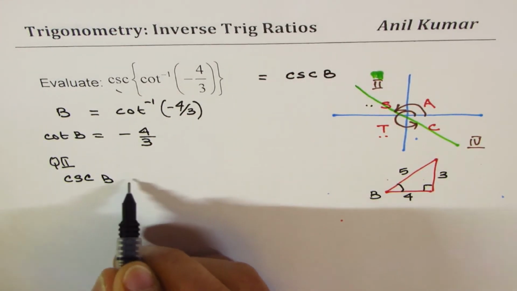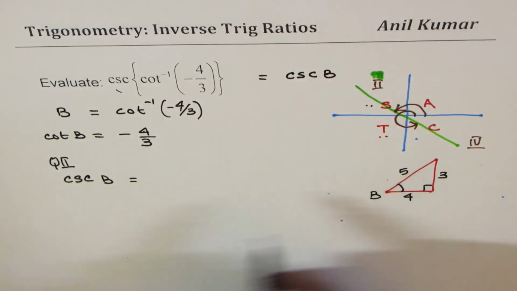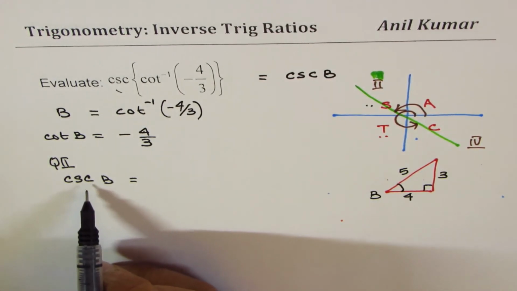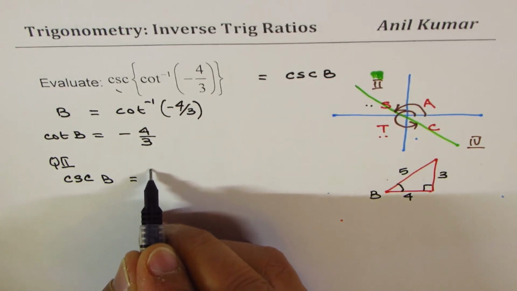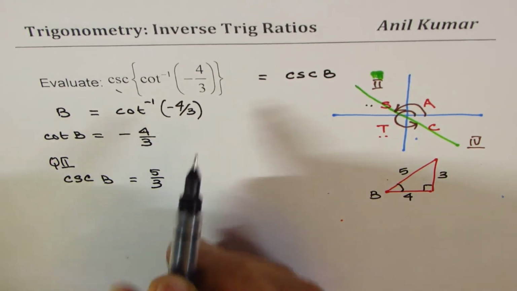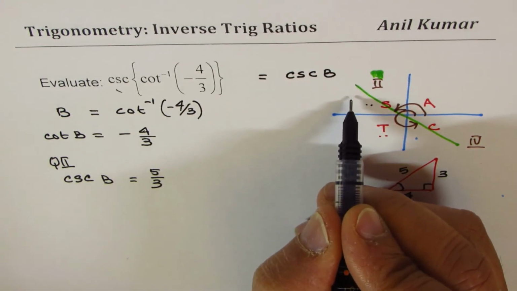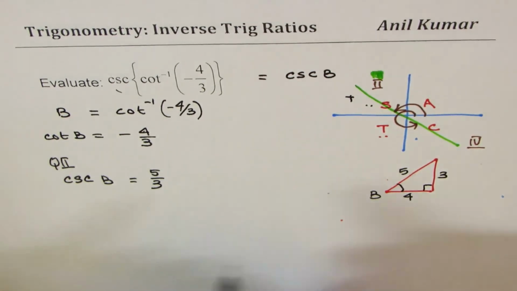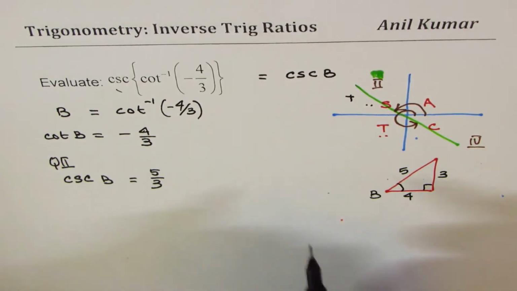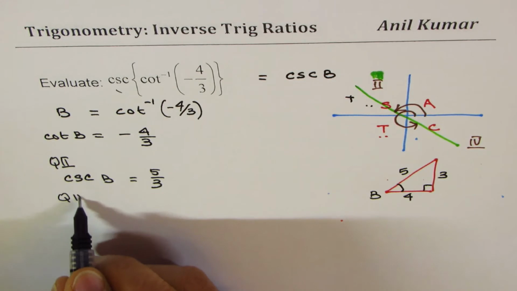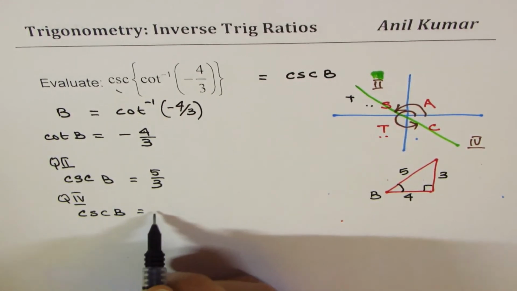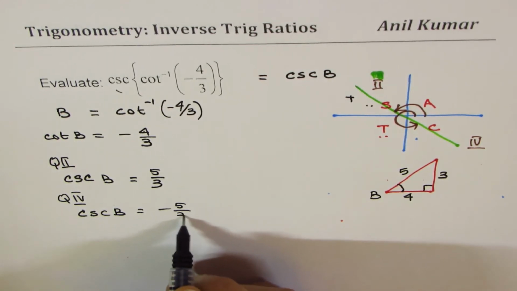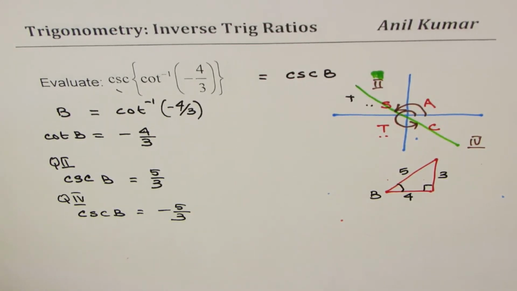Cosecant B is equal to, now cosecant is reciprocal of sine, right? So it is 5 over 3. So it gives you 5 over 3, since cosecant is positive here, right? But if you are in quadrant 4, where it is negative, in that case, cosecant B is equal to minus 5 over 3. Is that clear? So I hope that is absolutely clear.